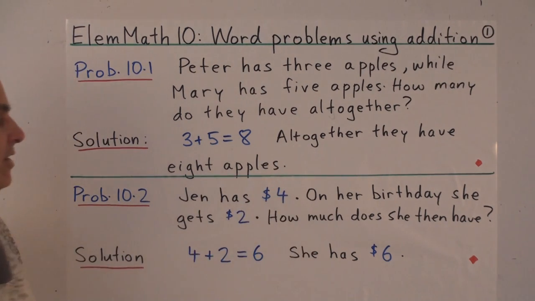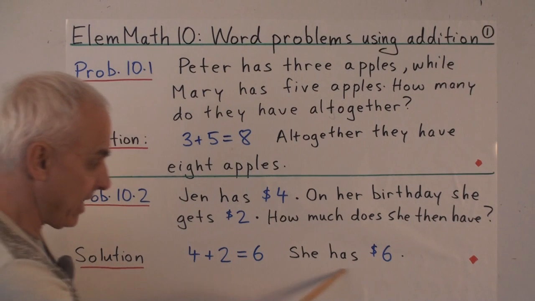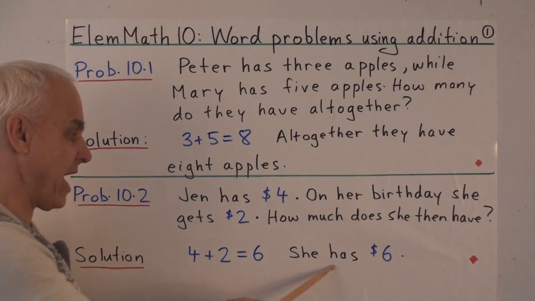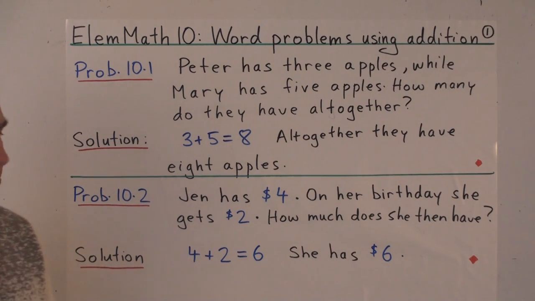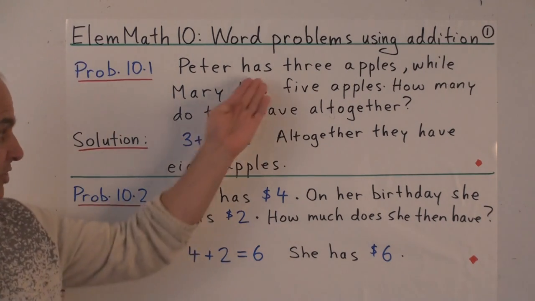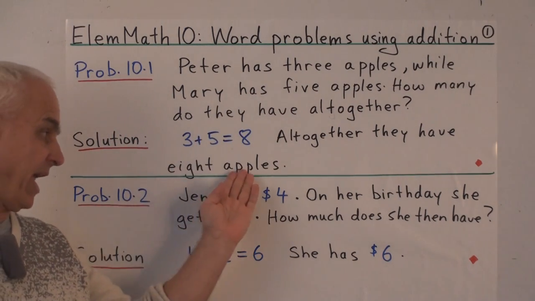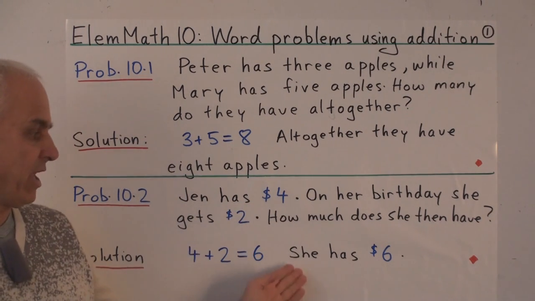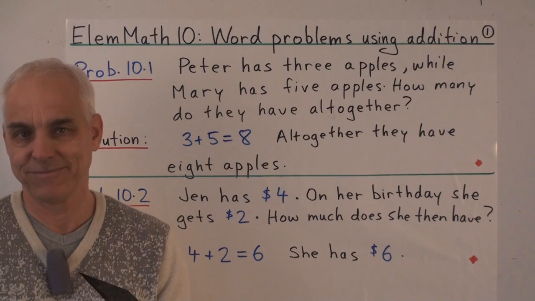Afterwards, we can add the units. Similarly here, once we've made the computation, we know what the answer is, 6, then the answer that we write down, we include the units. So we say she has $6, referring back to the units that the question asked us about. So this question asked us about apples, we give an answer in apples. This question asked us about dollars, we give an answer involving dollars.